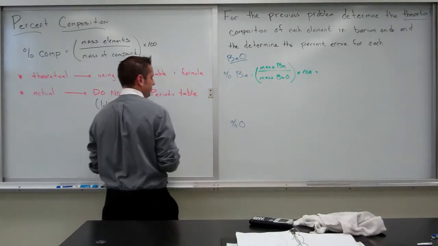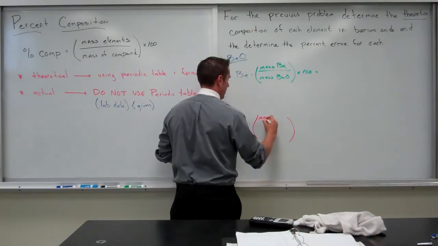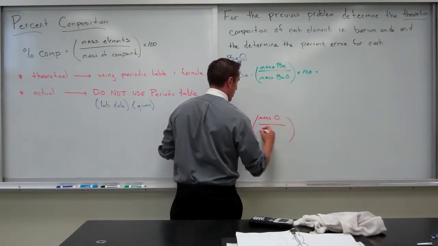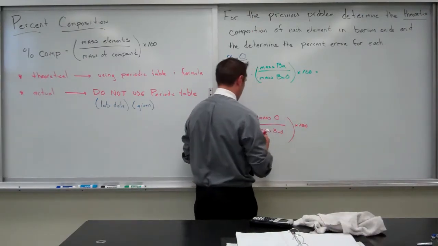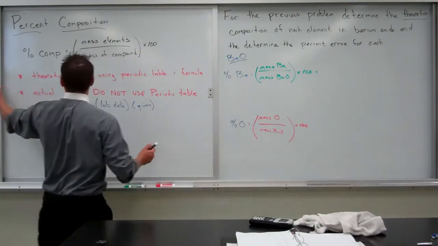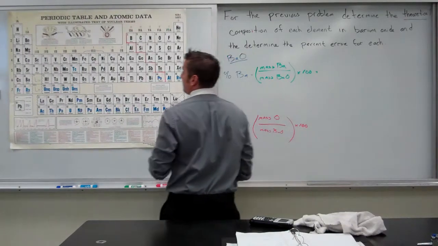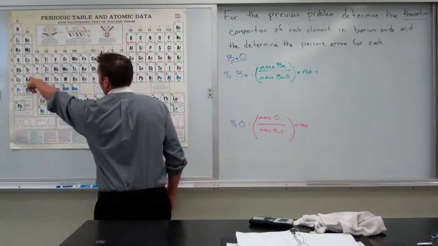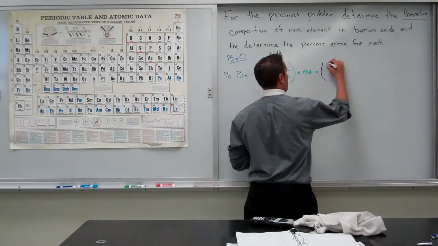And the oxygen will be the mass of O over the mass of BaO times 100. So we'll go up to the periodic table and we'll get the numbers that we need. The mass of barium is right here. It's 137.33. So I plug that in on top.